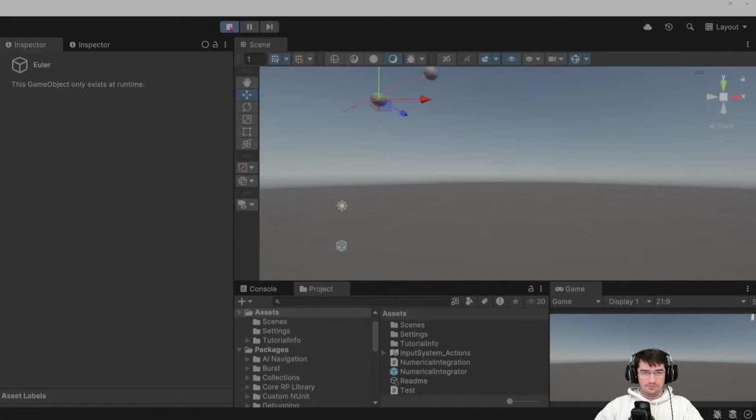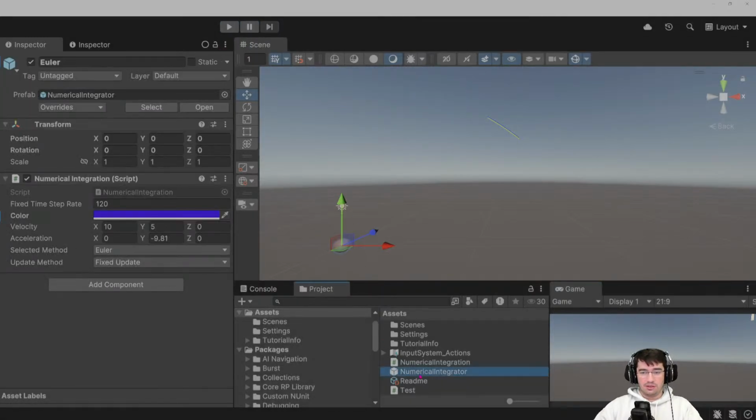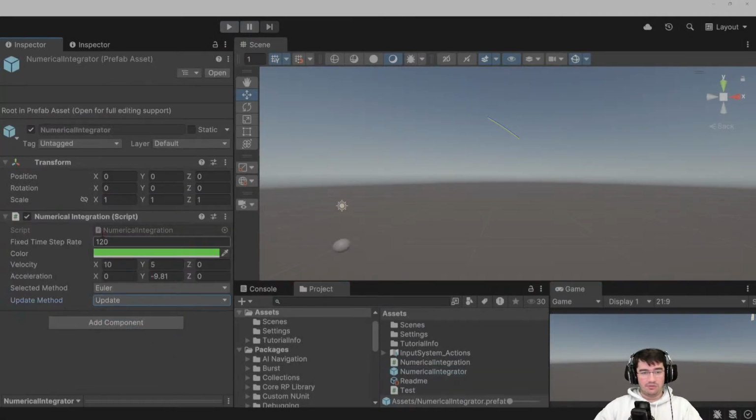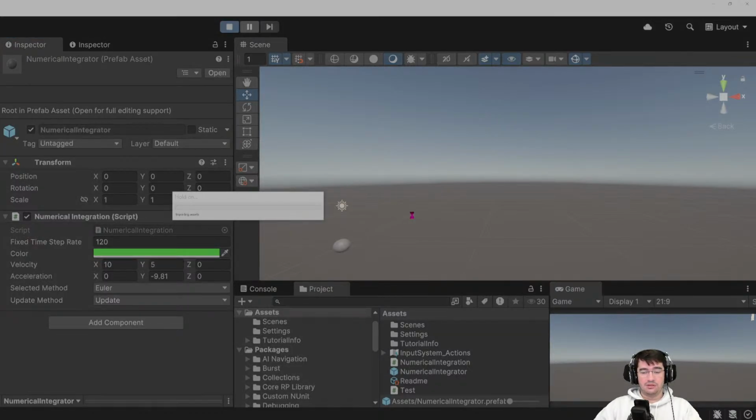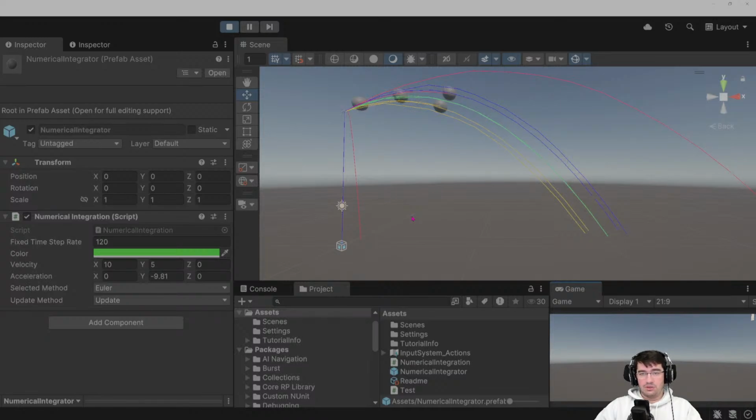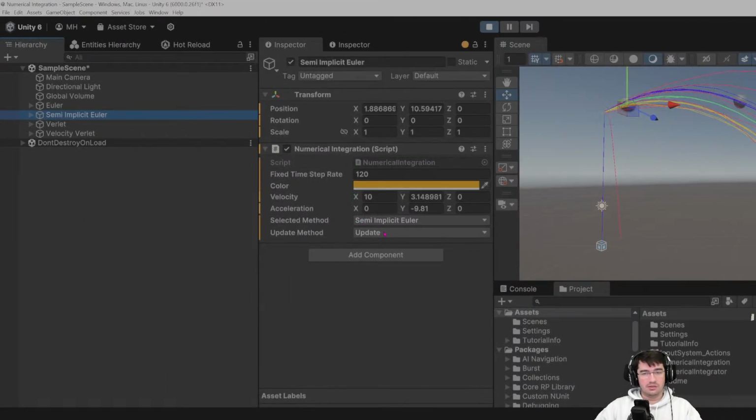So let me start again. I will put it on update first. Don't mind this parameter, it will be used only for the fixed update. And if we look at this, we can see that the simulation is with different accuracy, let's say. Is it really using the update? Yes, it's using the update.